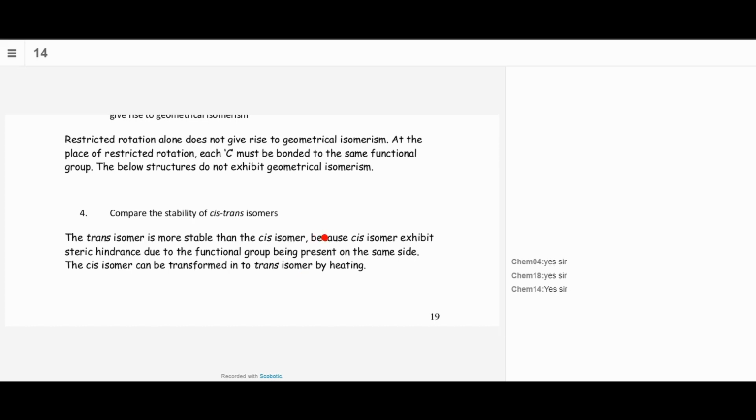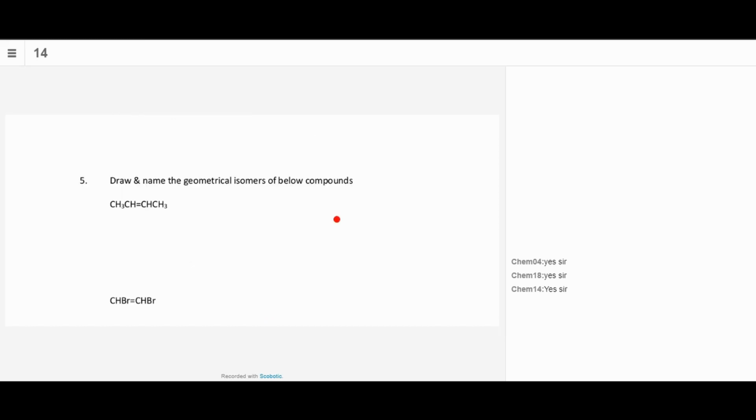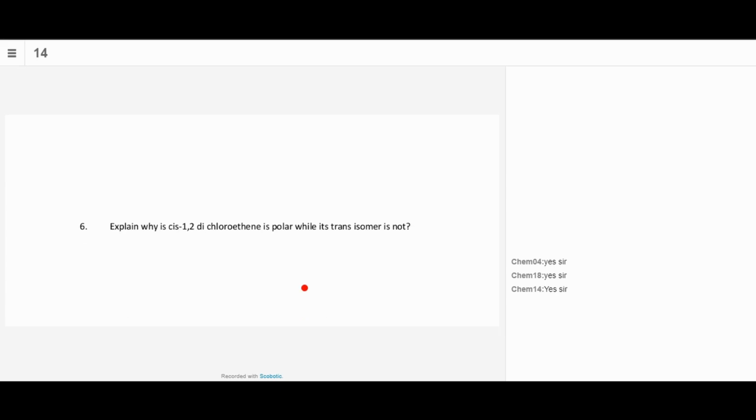And the second condition is that each carbon across the carbon-carbon double bond should be attached to different entities. And when I say entities, what I mean is atoms or groups of atoms, right? So if the similar groups are on the same side, we call it cis. If on the opposite side, we call it the trans isomer.